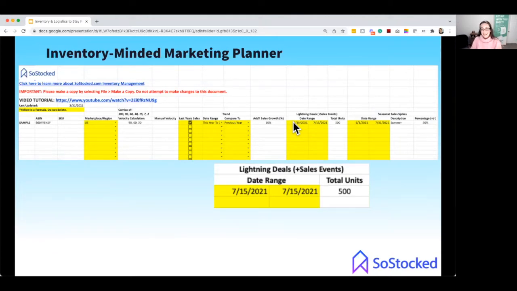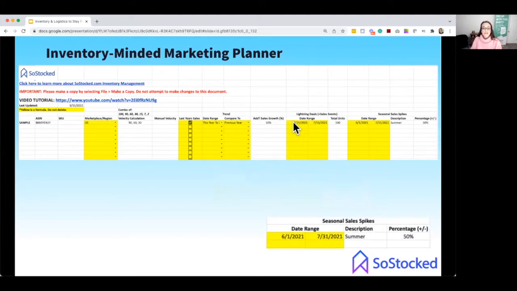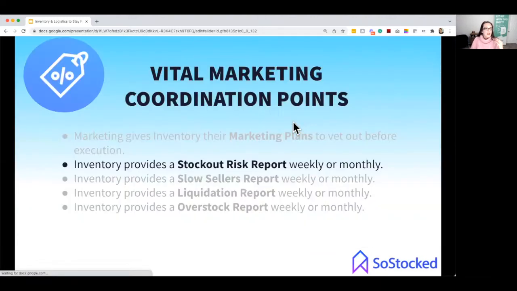You can pick a date range and put the number of units you think you're going to sell. And then lastly, any seasonal sales spikes. So if your product does really well in the summer, maybe you want to boost it by 50% in terms of sales. So that is the inventory-minded marketing spreadsheet.